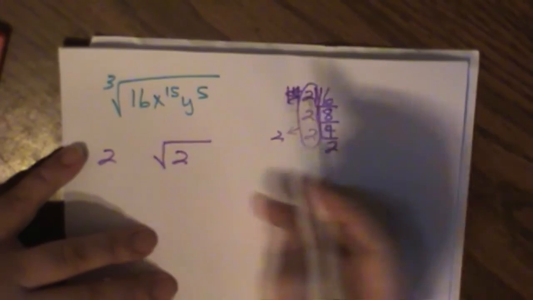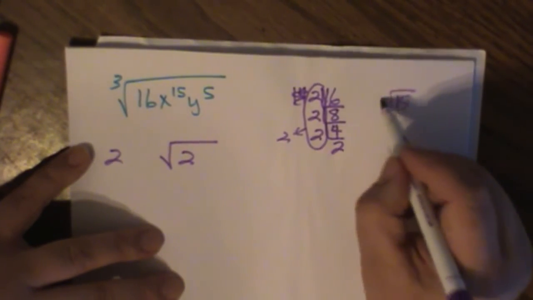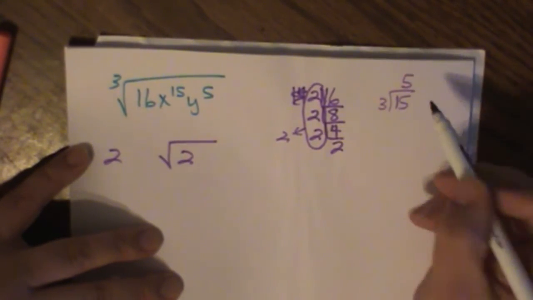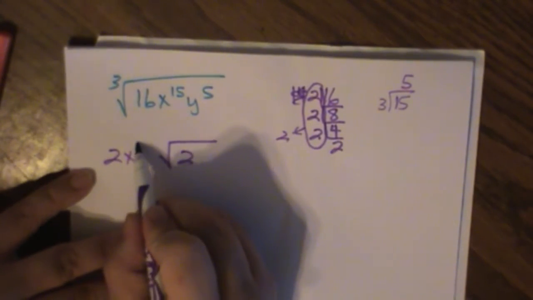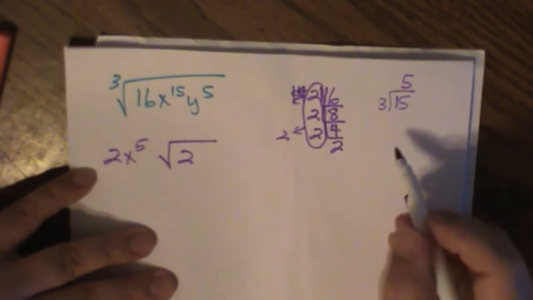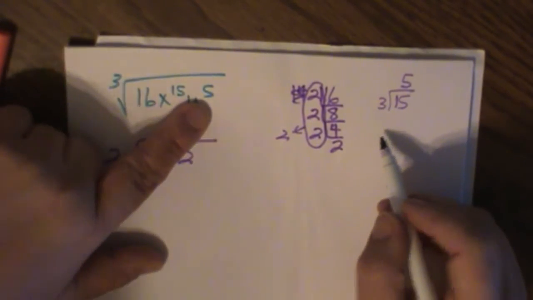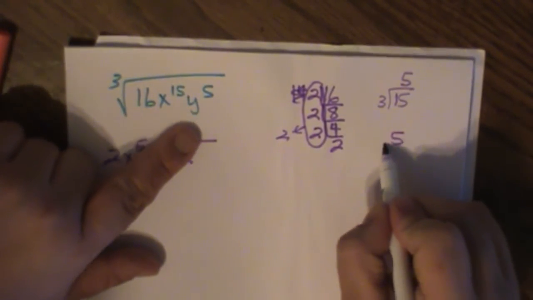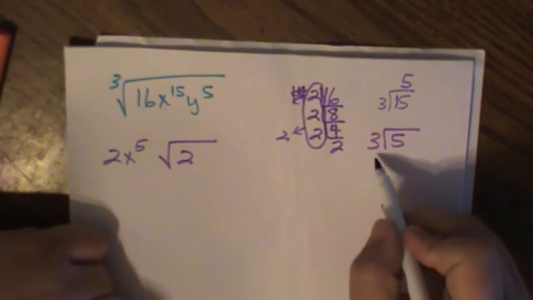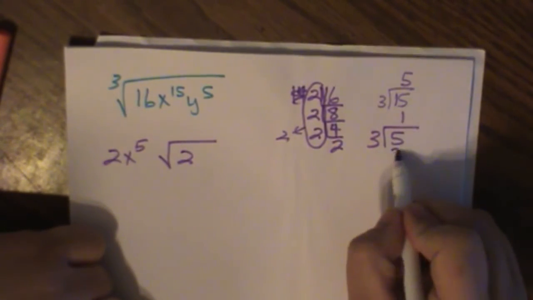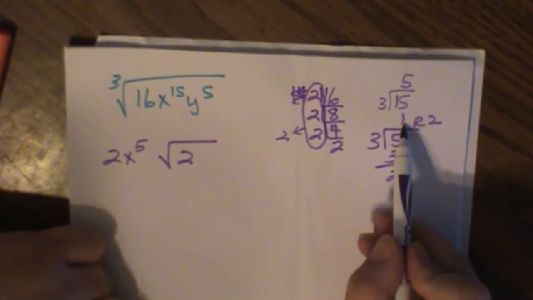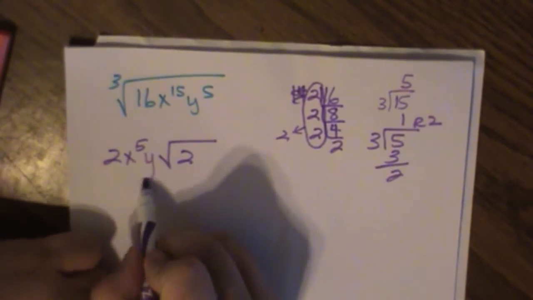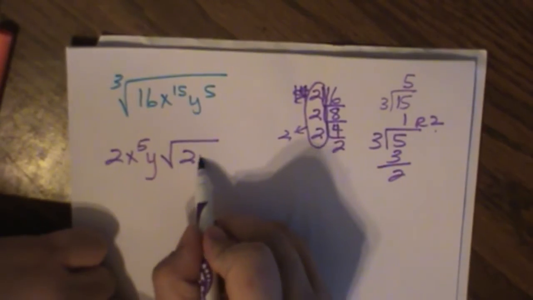Now let's look at our x. 15 divided by 3 is a whole number, because 5 times 3 is 15. So we can take out 5 x's. Now our y has the 5. If we divide that by 3, we get 1 with a remainder of 2. So 1 y will come out, but we have 2 that stay inside.